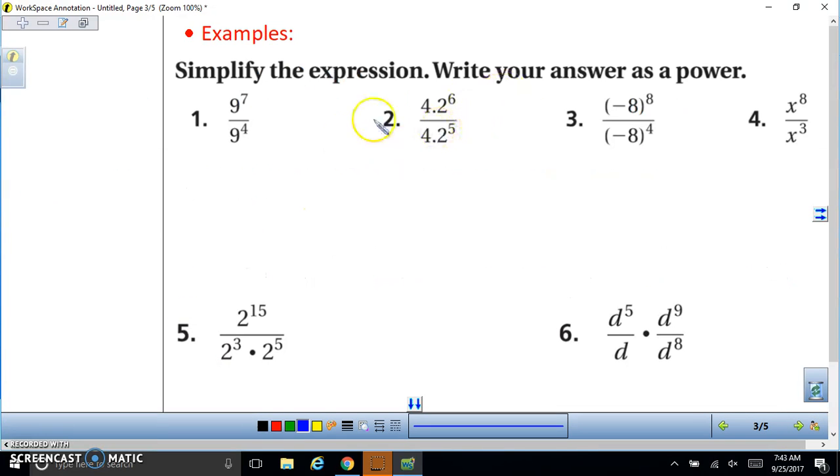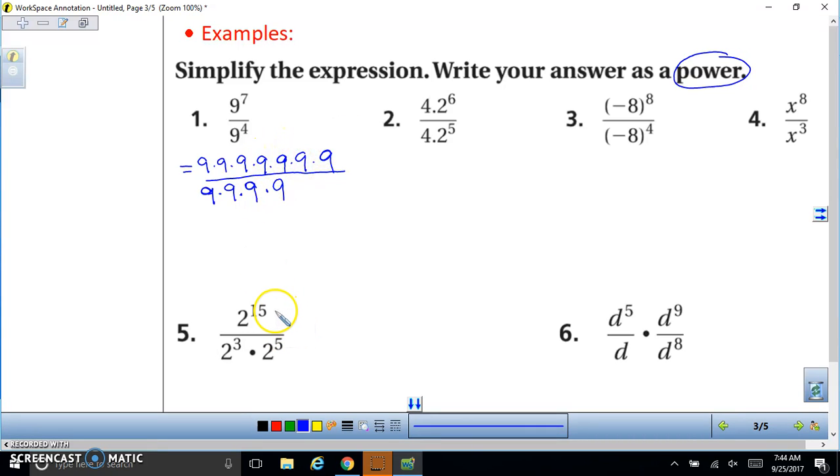Alright, we're going to simplify the expression, and since it says write as a power, we are not going to evaluate. We're going to leave it as big number, small number. We're not going to take it to that very last step. When we're simplifying the expression, if we don't know what to do, we always expand this out. So this says 9 seven times, 1, 2, 3, 4, 5, 6, 7, over 9 four times, 1, 2, 3, 4. Let me double check and make sure my numerator does say 7. 1, 2, 3, 4, 5, 6, 7.